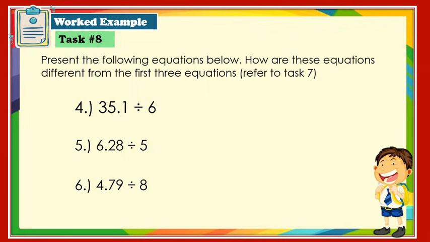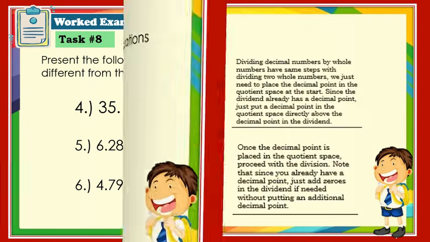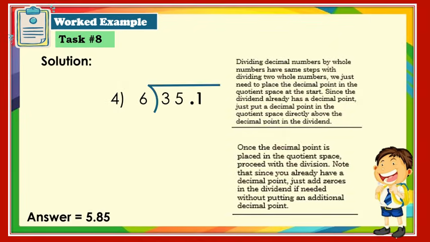So first, you are going to copy the decimal point in the quotient. And then 3 divided by 6 cannot be, so we have to move another digit. So we will use 35. 35 divided by 6. How many 6 are there in 35? Okay, we have 5. 5 times 6 is 30. And then subtract. 35 minus 30, we have 5. And then bring down 1.